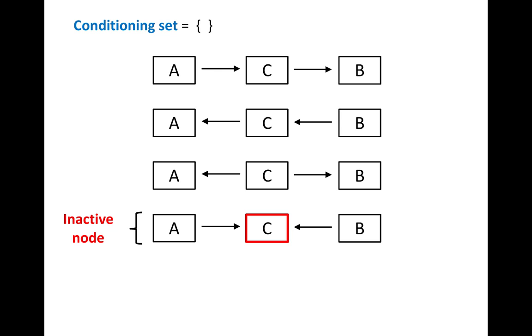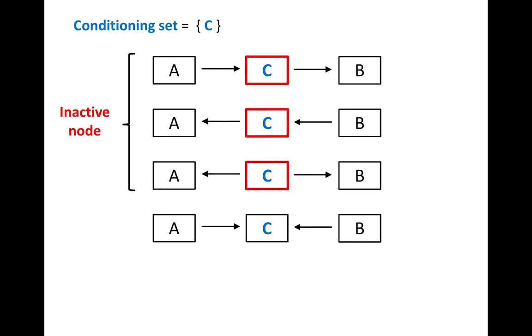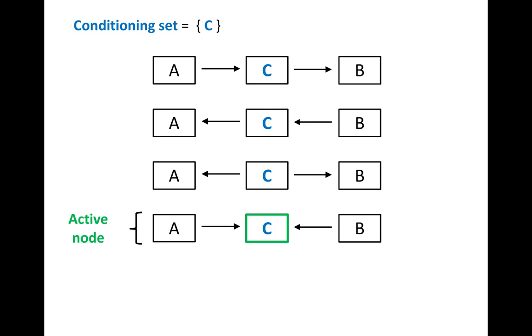Now let's consider it when the conditioning set is not empty. For example, let's make the conditioning set include the node c. When a node is in the conditioning set, its status with respect to being active or inactive flips. Non-colliders, which are active relative to the empty set, are flipped to inactive when they are in the conditioning set. So in the first three paths, conditioning on c will render the non-collider c inactive. Colliders, which are inactive relative to the empty set, are flipped to active when they are in the conditioning set. So in the fourth path between a and b, conditioning on c will activate the collider c.